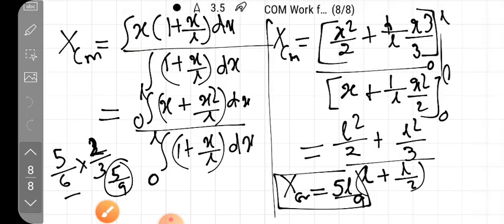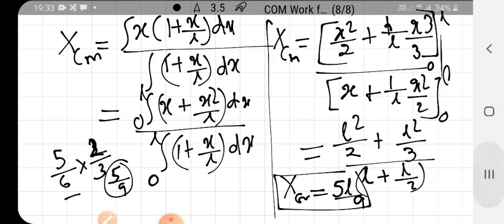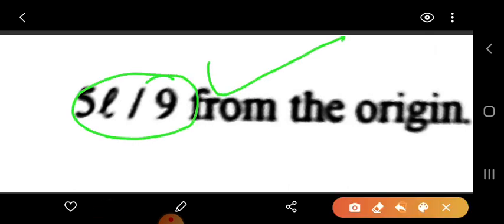Now let's check the answer. What answer is given here? You see that the answer is 5L by 9 from the origin. So the answer is correct.